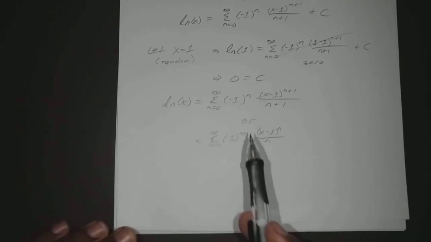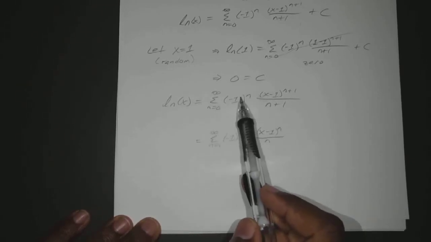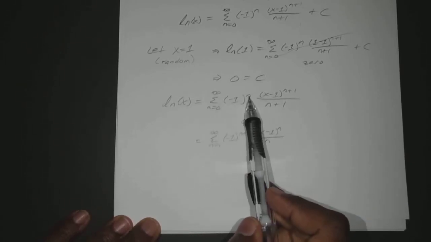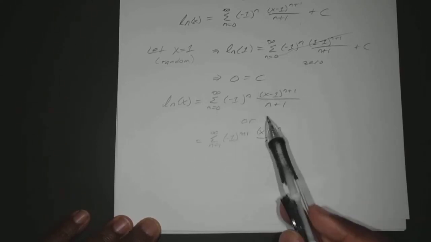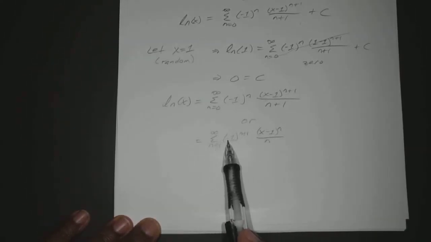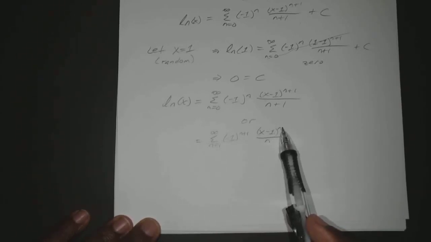Because if you look at it this way, if you plug in 0 here, -1 to the 0 power is 1. X minus 1 to the first power over 1. Here, if you plug in 1, -1 squared is also 1. X minus 1 to the first power over 1. So it just starts off at 0 and 1, but you have the same result.